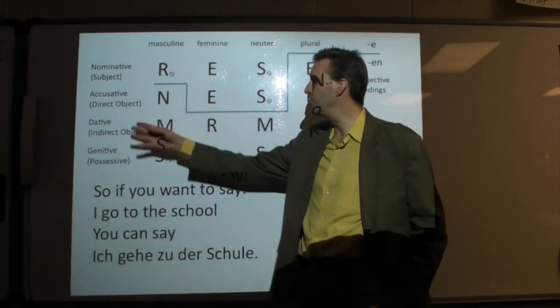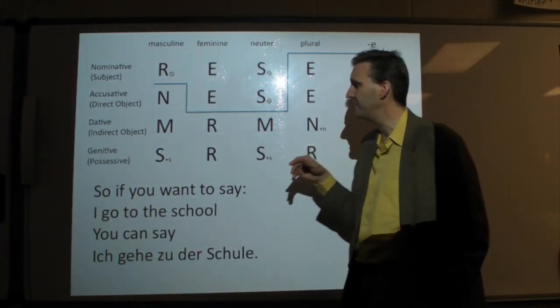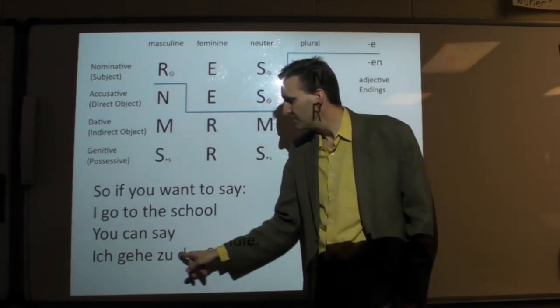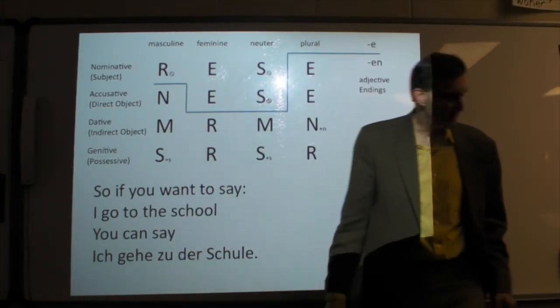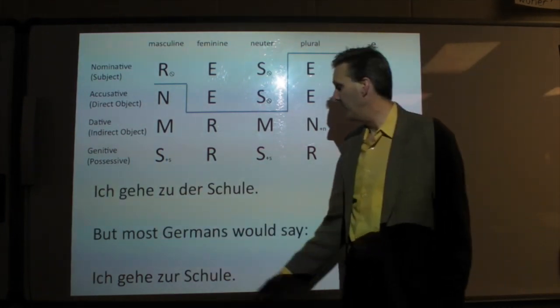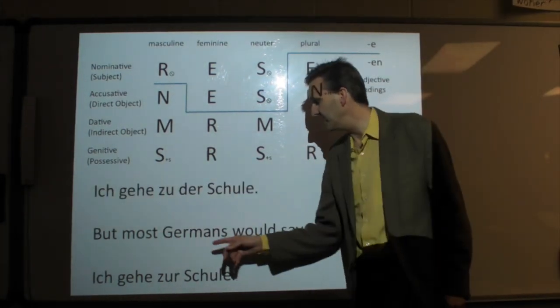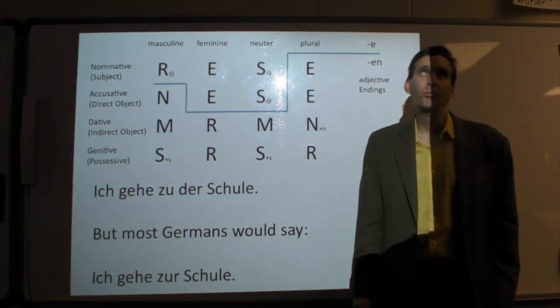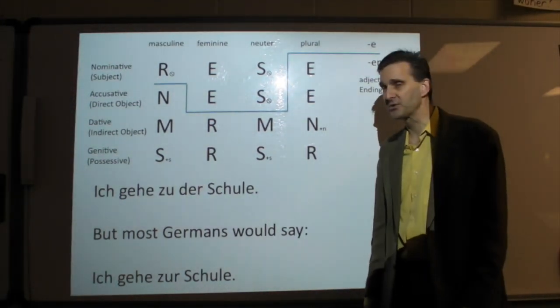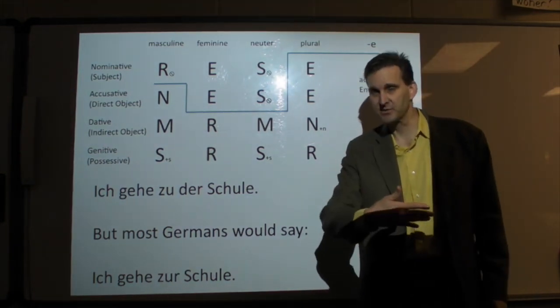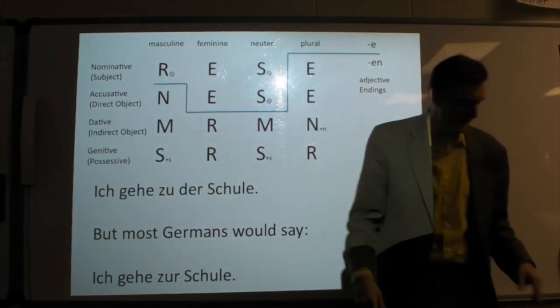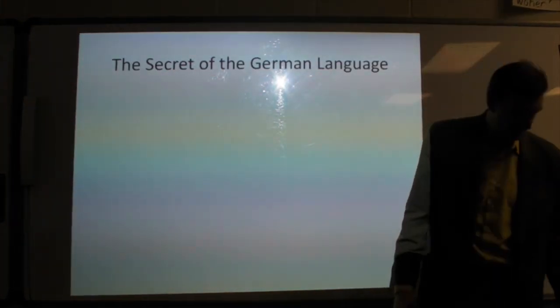Okay. So, zu is a dative, that's true. So, take the dative, it is true. Schule is feminine, that's why I have the R there. So far I have zu der Schule. But many would say zur Schule. Okay, ich gehe zur Schule instead of zu der. Actually, with going to school, most Germans say I go into the school, which would be ich gehe in die Schule. But that's okay. This at least practices that.